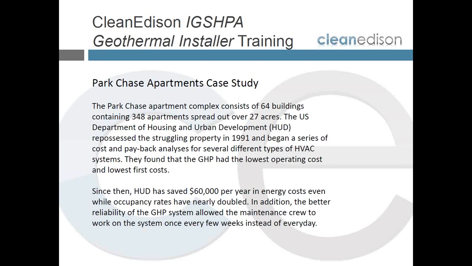The U.S. Department of Housing and Urban Development, HUD, repossessed the struggling property in 1991 and began a series of cost and payback analyses for several different types of HVAC systems. They found that the GHP had the lowest operating cost and the lowest first costs. Since then, HUD has saved $60,000 per year in energy costs, even while occupancy rates have nearly doubled. In addition, the better reliability of the GHP system allowed the maintenance crew to work on the system once every few weeks instead of every day.